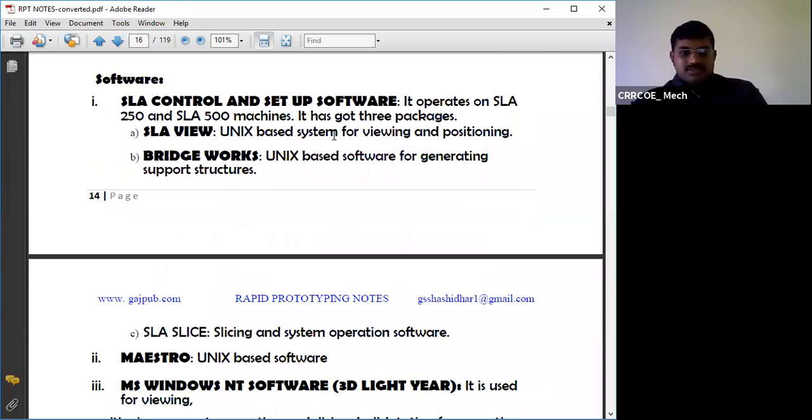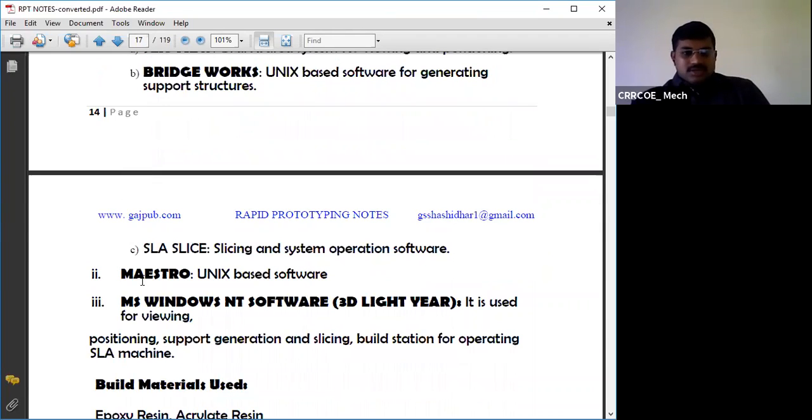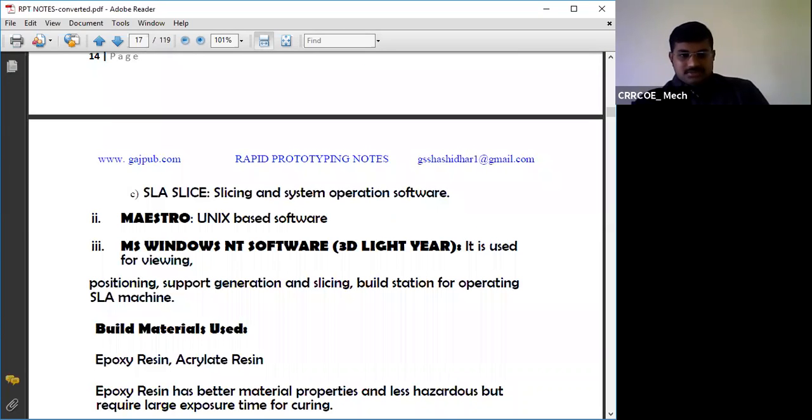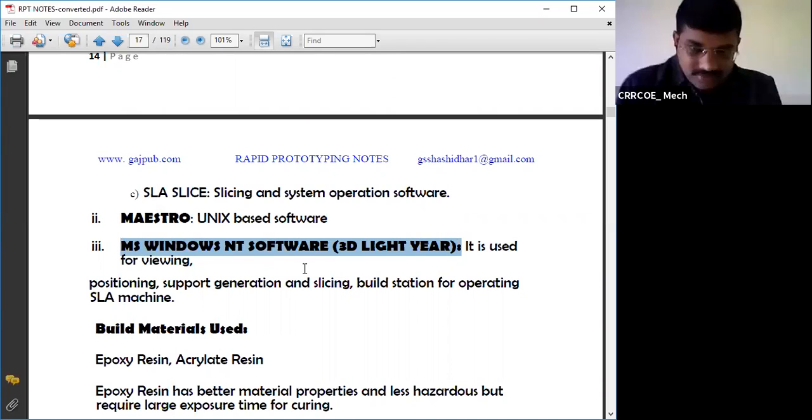So, a Unix-based system, Unix-based software, and slicing and systems operation software. Next, Maestro, Unix-based software, and MS Windows NT software. I also may not have full-fledged knowledge regarding the softwares. So once you have entered this particular technique, then we may have a clear, full-fledged knowledge.